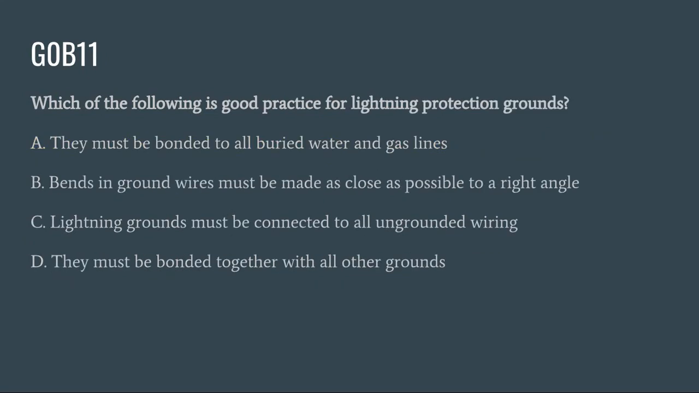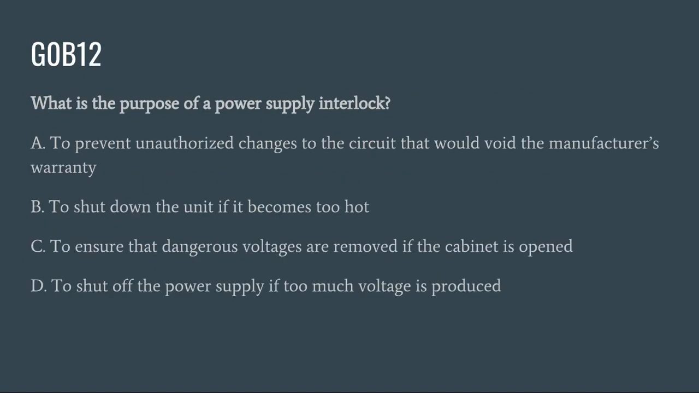G0B11. Which of the following is a good practice for lightning protection grounds? A. They must be bonded to all buried water and gas lines. B. Bends in ground wires must be made as close as possible to a right angle. C. Lightning rods must be connected to all ungrounded wires. D. They must be bonded together with all other grounds. Correct answer is D. They must be bonded together with all other grounds.